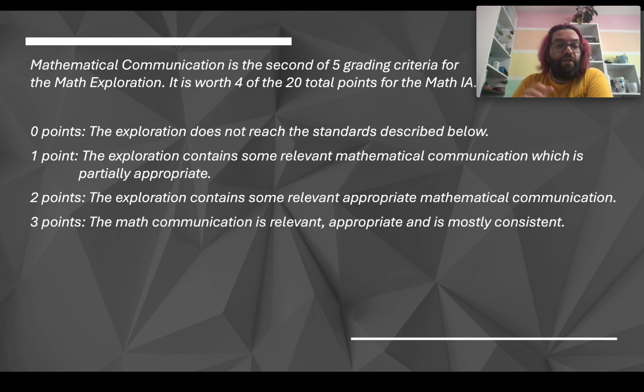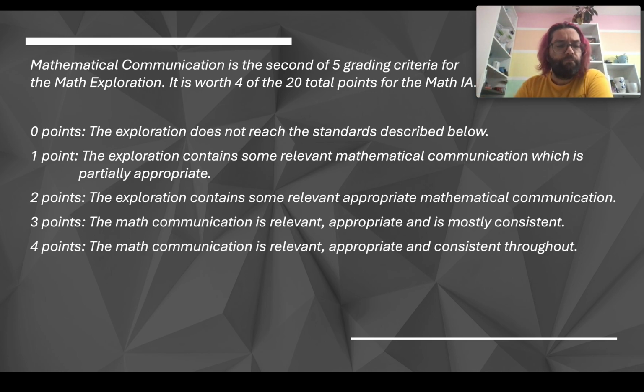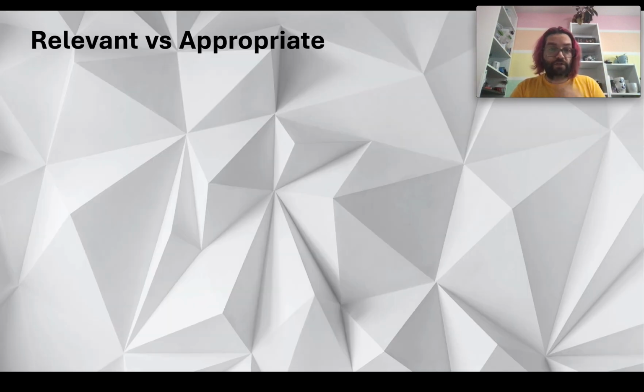For 3 points, the math communication is relevant, appropriate, and is mostly consistent. So now we're bringing in this word consistent. And then for 4 points, the top of the rubric for this, the math communication is relevant, appropriate, and consistent throughout. I definitely find that this criterion is a little harder to understand than A is, but IB does give us some good guidance on that. So that's what we're going to look at next.